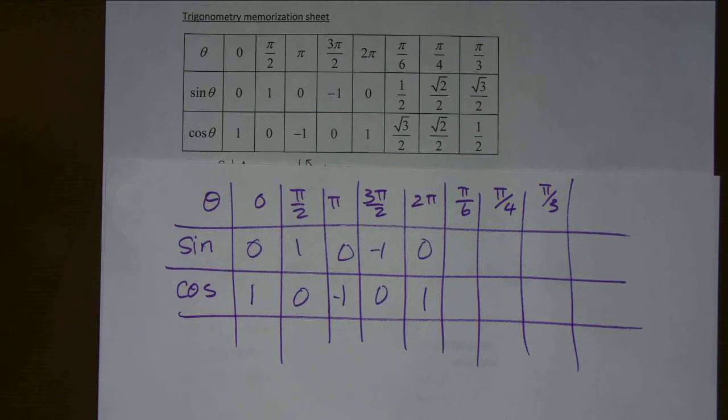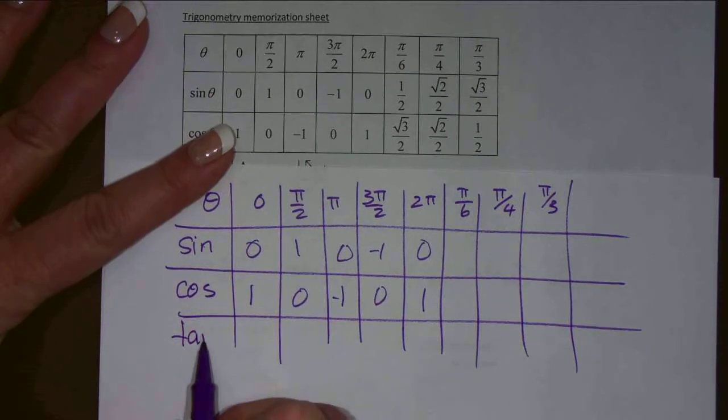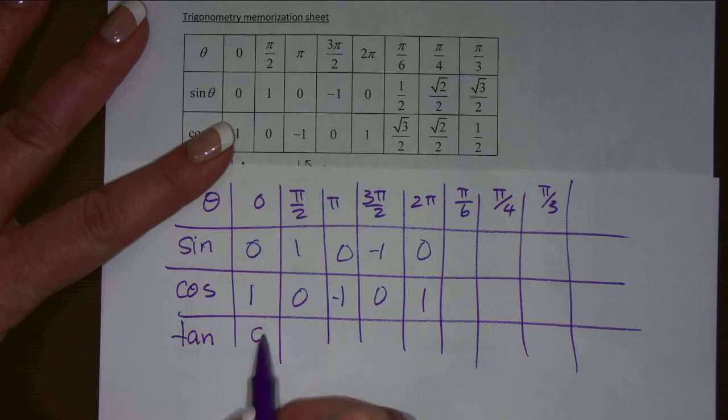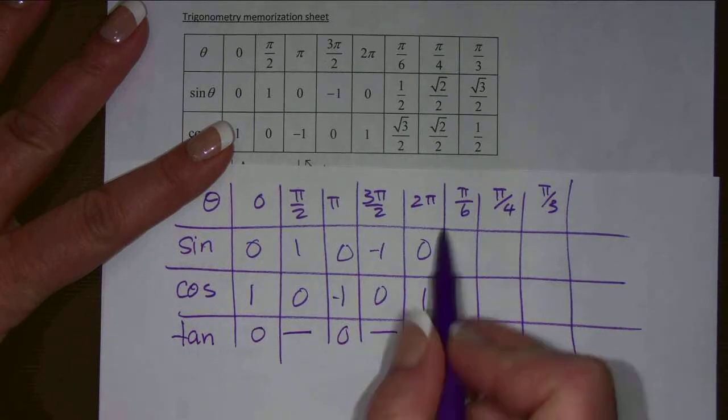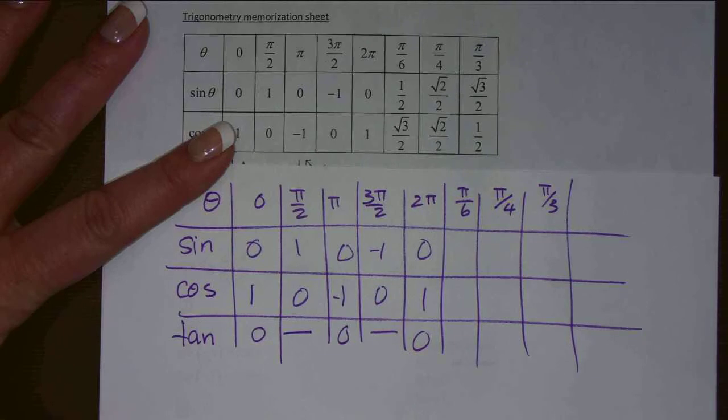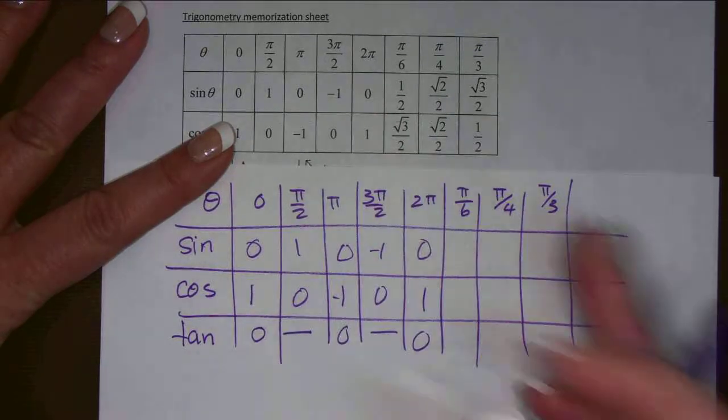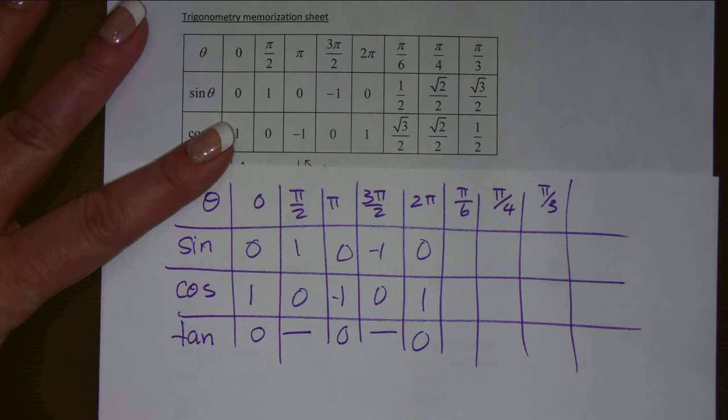Let's do tan. 0 divided by 1 is 0. 1 divided by 0 is undefined, 0, undefined, 0. There. Now tan's done too. Easy. Now these ones, you do have to remember what the values are, but I'm going to show you the pattern so you can remember more easily.